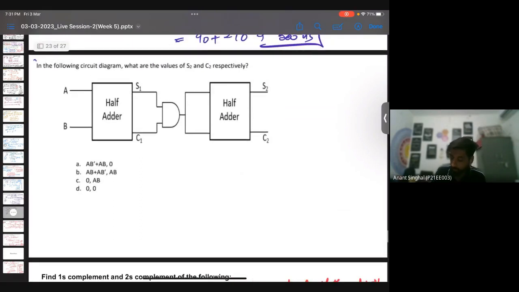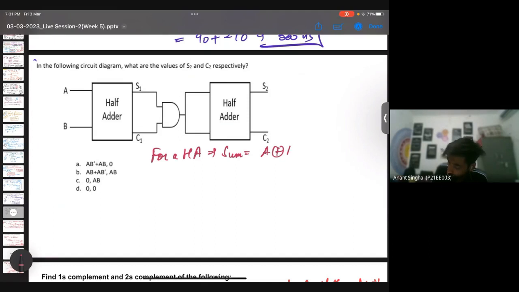Okay, so it is again. So we know that for a half adder, sum is given by A XOR B and carry is given by nothing but A into B. So the question is asking what will be the values of S2 and C2 in the question. It is given that A and B are the input of this adder. So S1 will be nothing but A XOR B. S2 will be nothing but A into B.